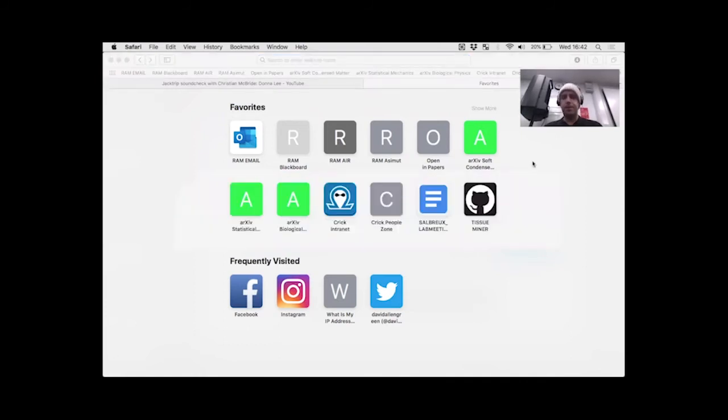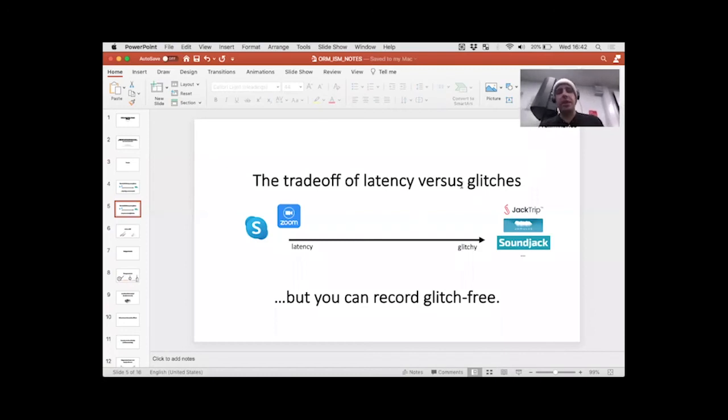And so what that means is that you can really optimize this trade-off for low latency and tolerate a few glitches perhaps, especially given that you can record glitch-free. Okay, so you can really target low latency for the purpose of rhythmic security, but still produce a glitch-free recording. It really opens a lot of stuff in terms of remote recording possibilities. So let's go back in here.